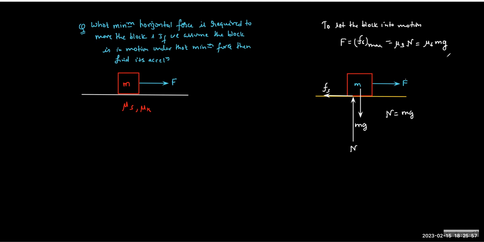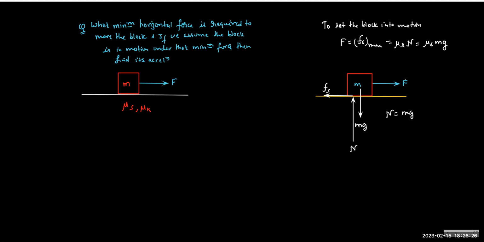And now the force should technically be slightly more than this to set it into motion, but slightly more is as good as saying infinitesimally more. So numerically they are equal. The numerical answer will be mu-s mg. And the moment you apply slightly more than this force, the block will be set into motion.